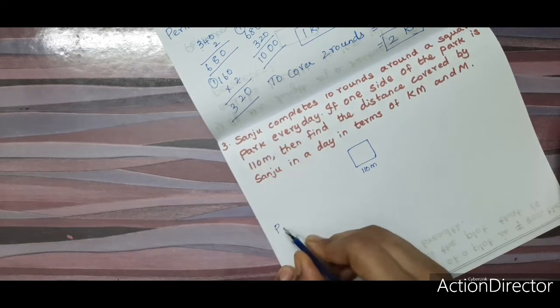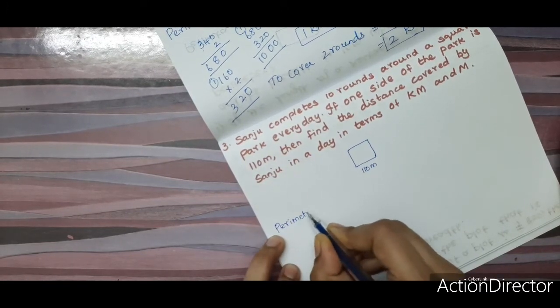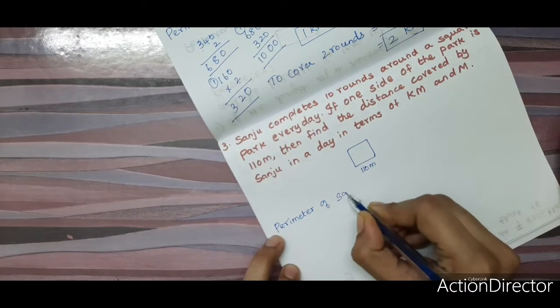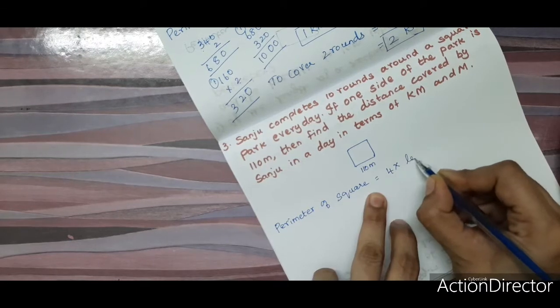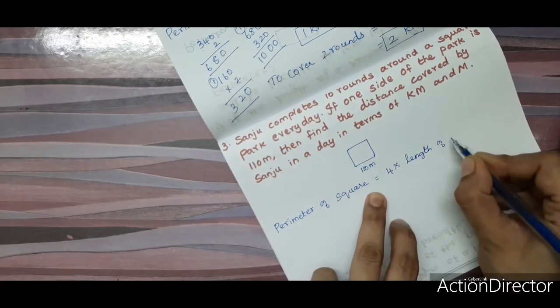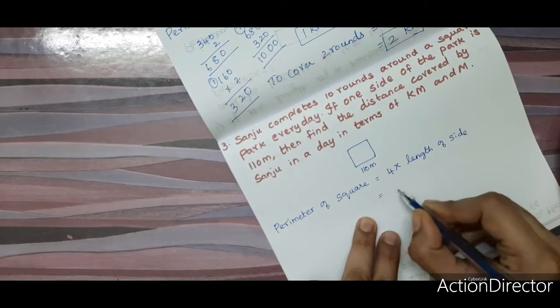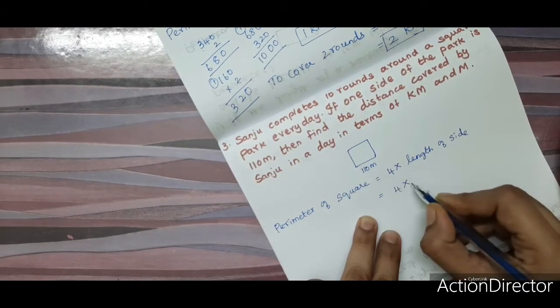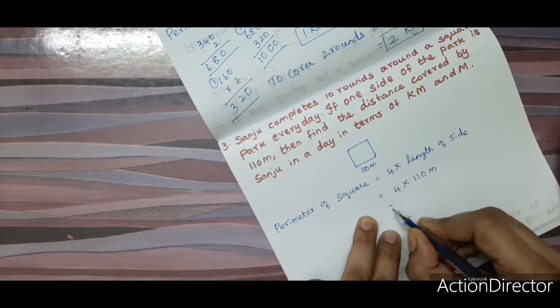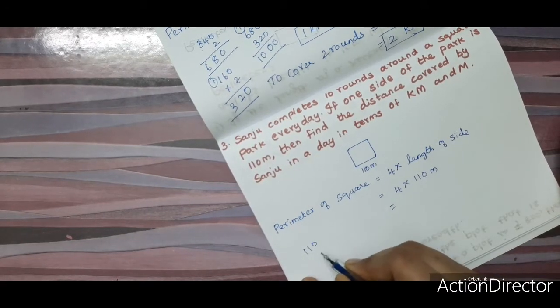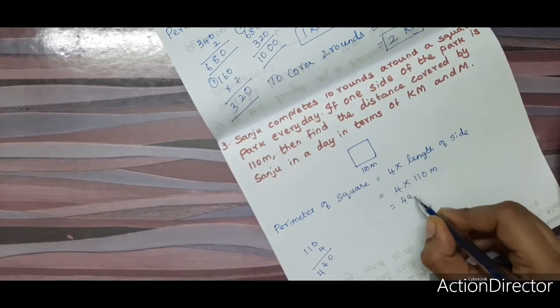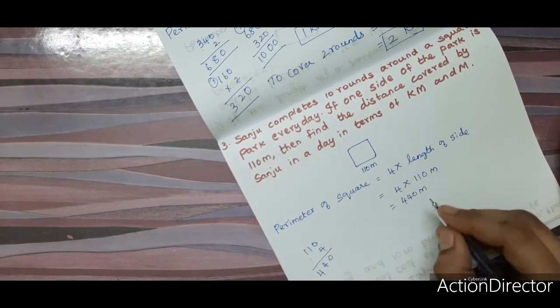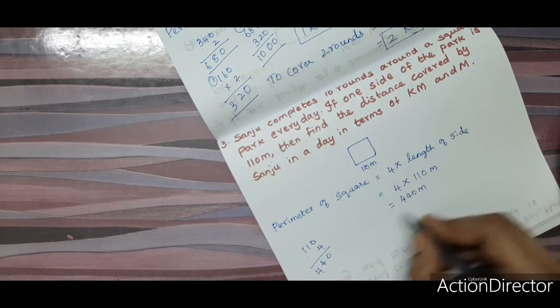So perimeter of square. What is the formula for perimeter of square? 4 into length of side. What is the length of side? 110 meter. So that's 4 into 110. 110 into 4. 4 zeros are 0. 4 ones are 4. 4 ones are 4. It is 440 meter. So this is for one round.